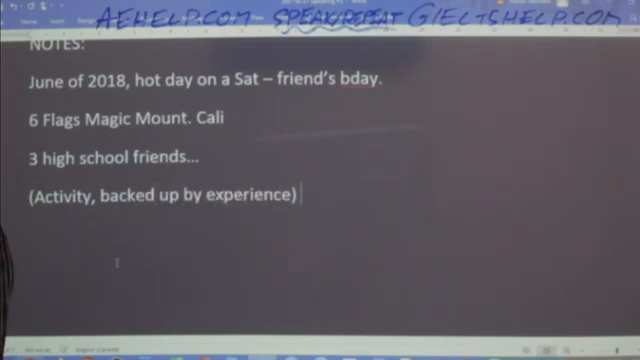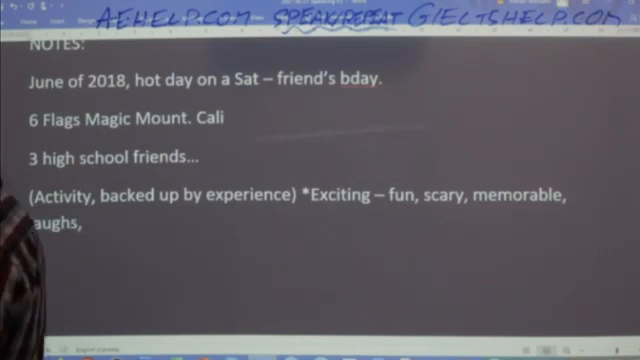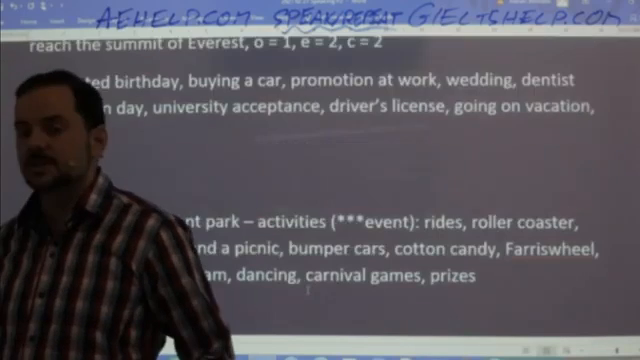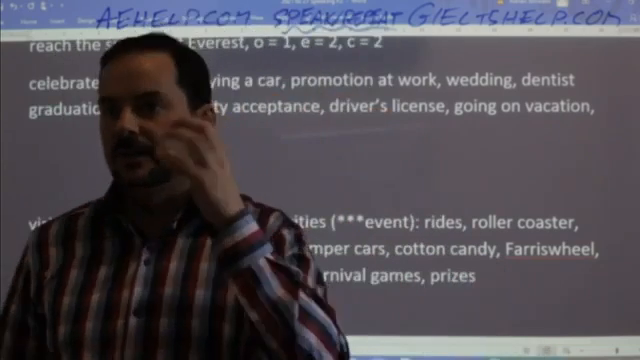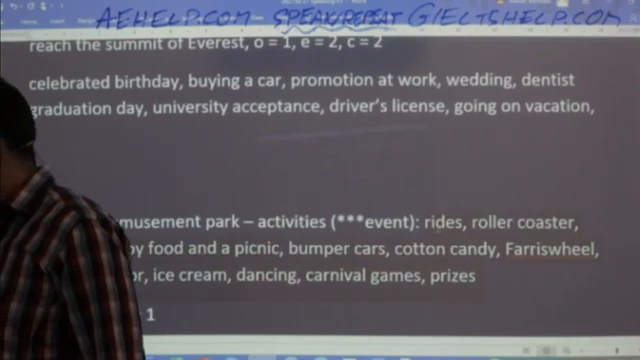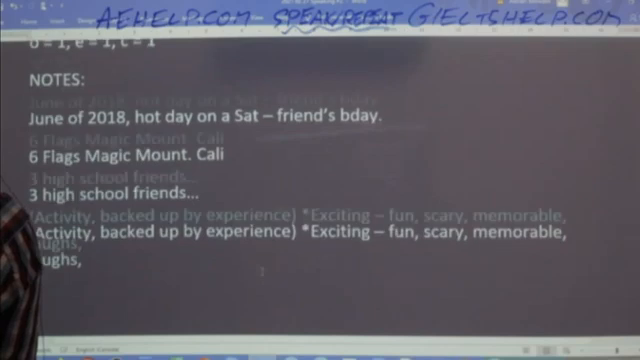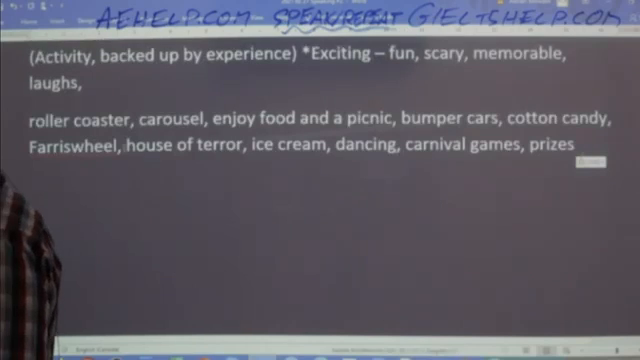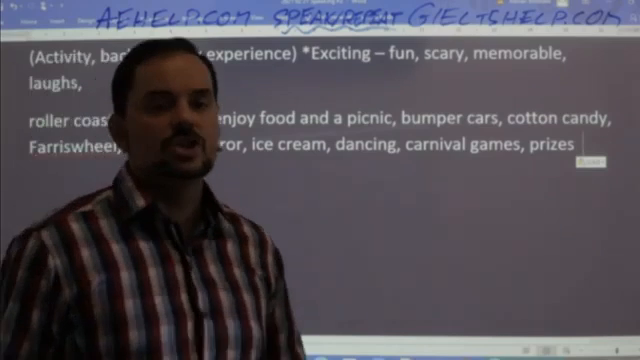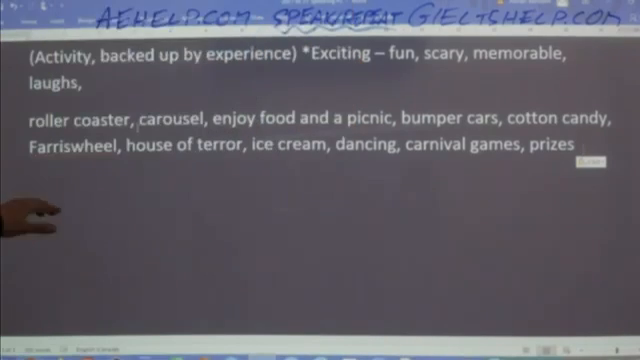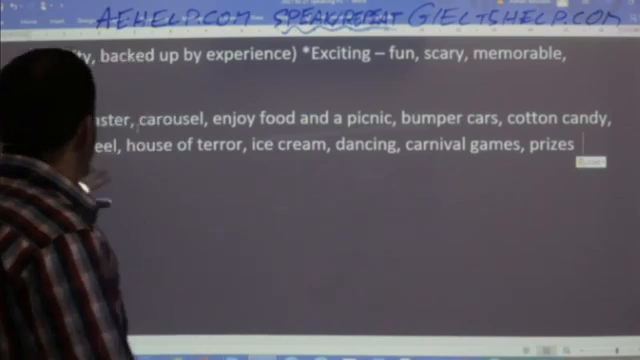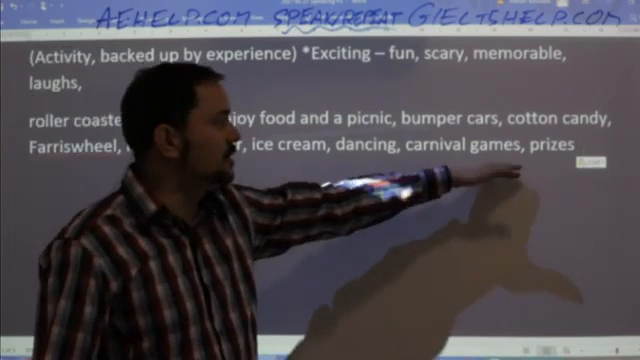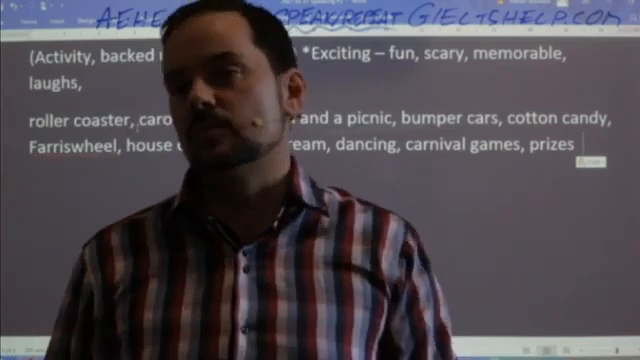Okay, now the primary here is exciting. Now with exciting, you can have fun, scary, memorable, laughs. Okay, all of these. So here we can take these ideas, and of course, I'm walking you through this, but this is happening in your mind very, very quickly. So here we have our activities, and which one of these would be considered scary? Or thrilling, for example, Sanam is saying. So roller coaster, carousel, food picnic, bumper cars, cotton candy, Ferris wheel, house of terror, ice cream, dancing, carnival games, prizes. Which one of these would be scary?